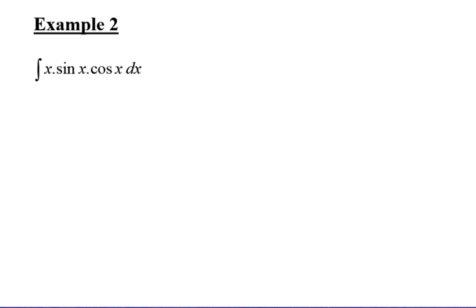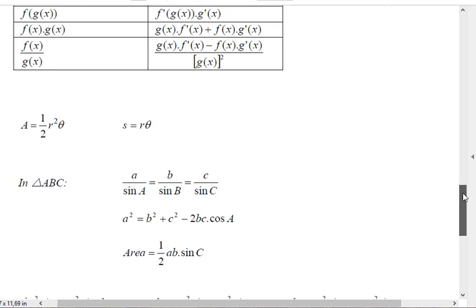Right, in this example, I've got the integral of x times sine x times cos x. Now I search for a function and its derivative, but the only problem I've got is this other x. So I've got some seemingly unrelated functions. And I don't know about you, but it doesn't sit well with me that I have x times sine x times cos x. So perhaps there's an identity that will allow me to replace sine x times cos x. Let's go look at our information sheet.